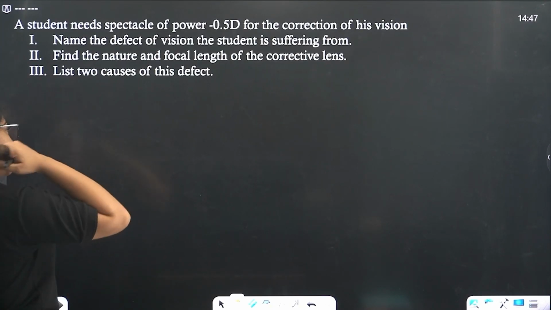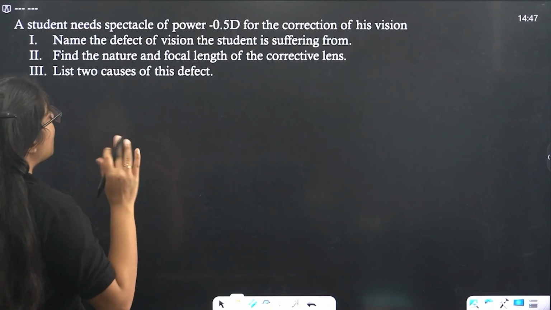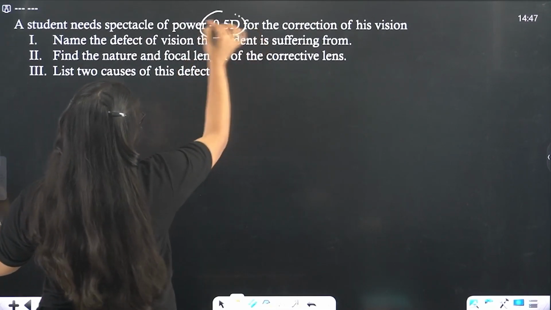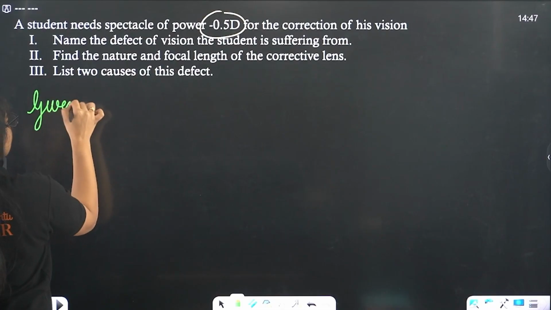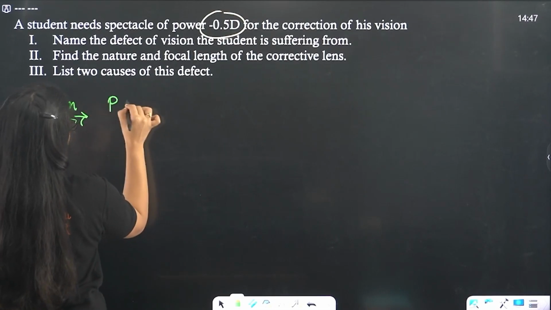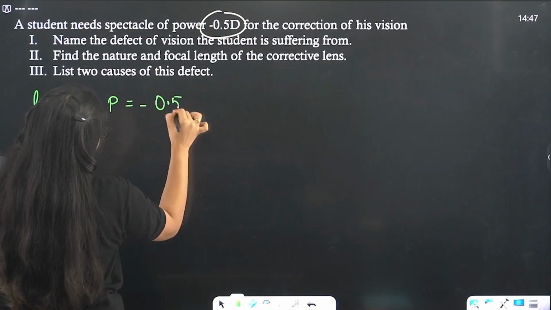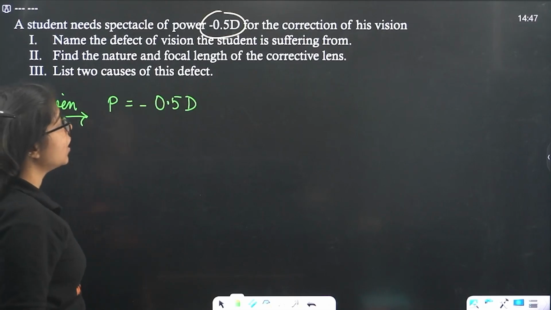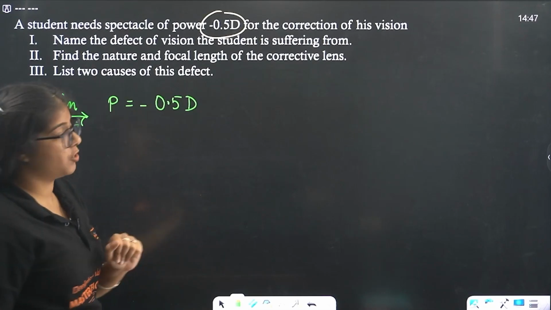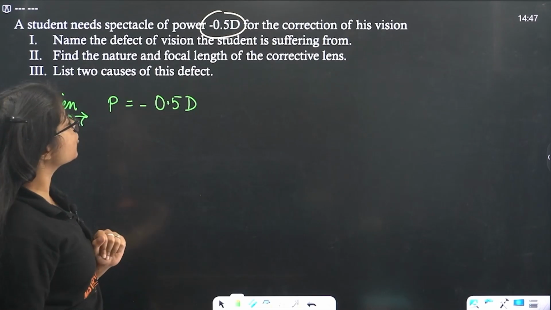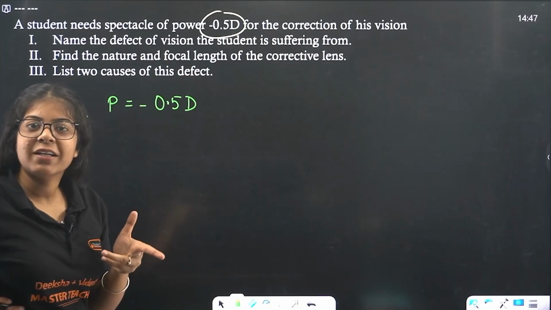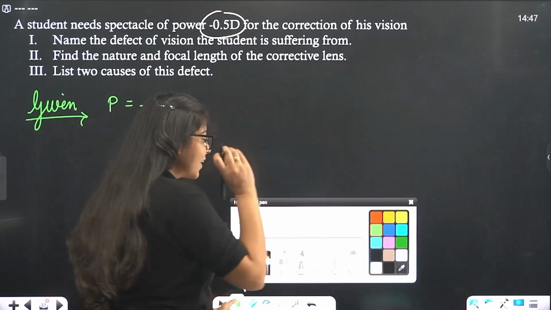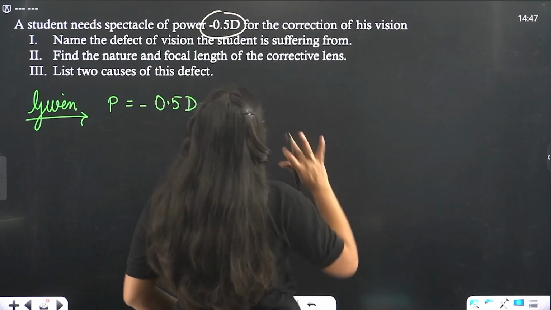A student needs a spectacle of power minus 0.5 diopter for the correction of his vision. So what is given? Power is already given in the question. So power is minus 0.5 diopter. Name the defect of vision the student is suffering from. Just from the power we have to find out. Now look at this. How easy is this?